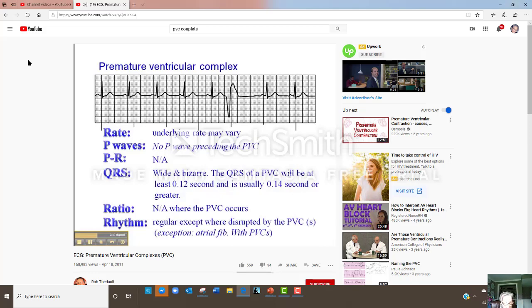The exception would be a patient who has an underlying rhythm of atrial fib, which is normally irregularly irregular, and if they have PVCs thrown in there, then it would be an underlying irregular rhythm.